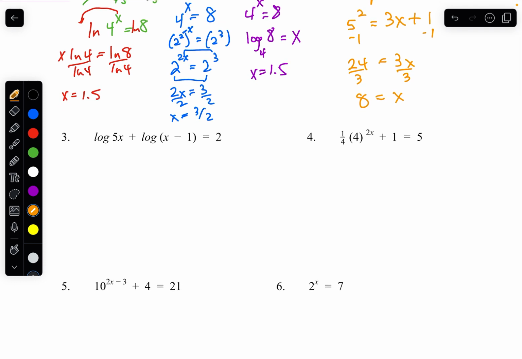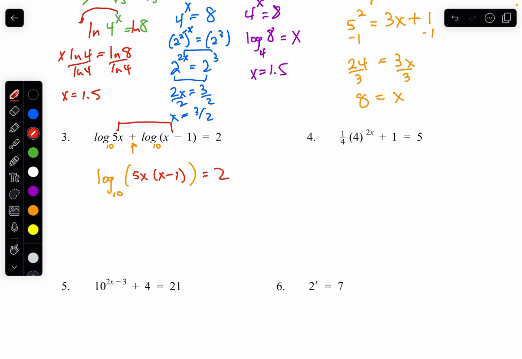All right, the next problem, they're not there, but it's really a base 10 and a base 10. And because we are adding, we're going to go log base 10. And inside, I'm going to multiply now those two things. So that'll be 5x times x minus 1. So that's what I call the squishing together property. So we just squish those things together.